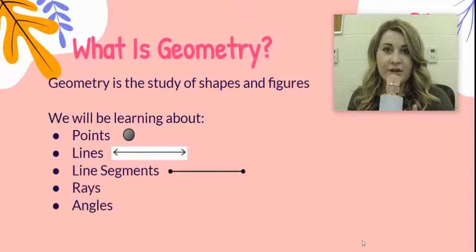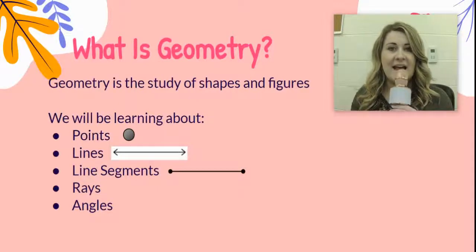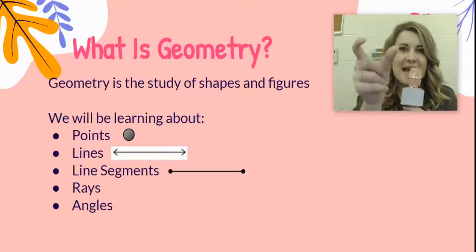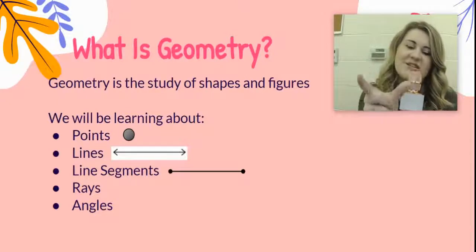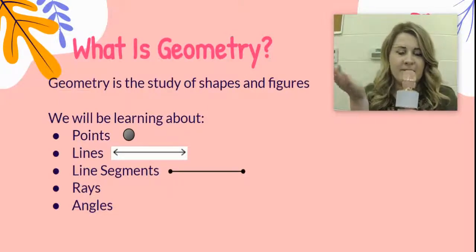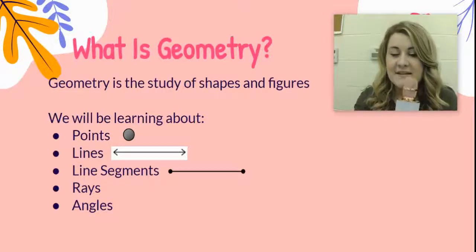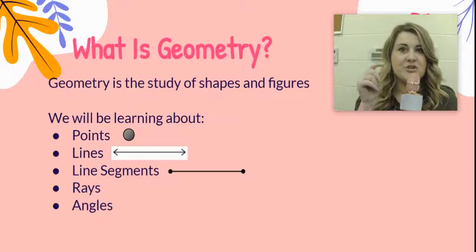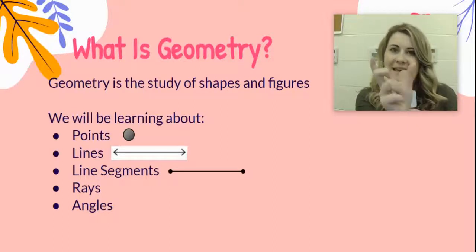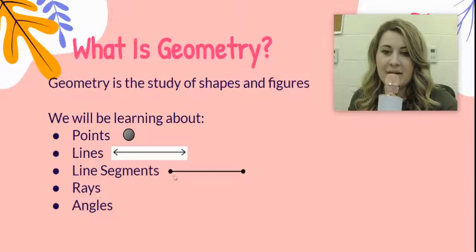Next, we have a line segment. It's very close to our line, but instead of having arrows, it has 2 points on the ends. That's because a line segment is a segment of a line. It's just a specific part of that line. So if we were on a number line, the number line goes on forever and ever in both directions. A line segment would be the distance between the numbers 2 and 4. So that is a beginning and end point. That's why it has 2 points here. It has a beginning point and an end point.